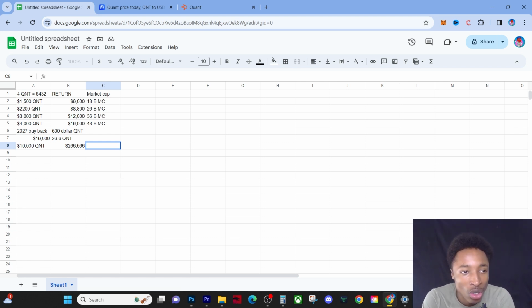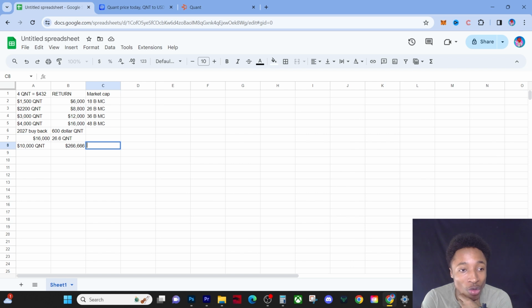Now, the other one is $2,200, okay? A $2,200 QNT will actually give you a return of $8,800, okay? And that will be a market cap of only 26 billion, okay? Repeat, only 26 billion. So you have to understand that this is going to be easily achieved also.